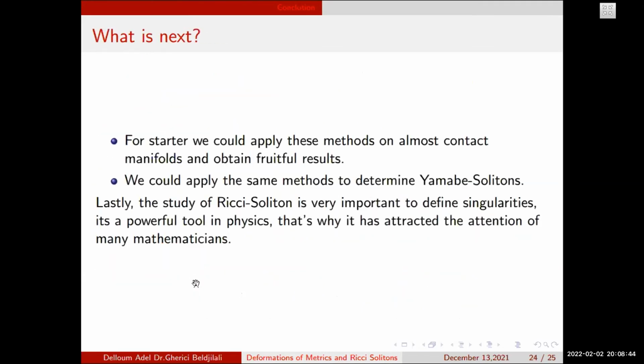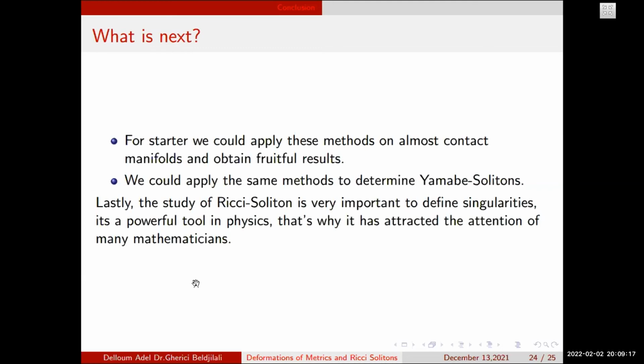Okay, in conclusion, what is next? We've already applied these methods on almost contact manifolds, like Kenmotsu manifolds. In Kenmotsu manifolds, the deformation actually destroyed the initial structure. So we've applied this on beta-Kenmotsu manifolds or f-Kenmotsu manifolds, and we could apply the same methods introduced here to determine Ricci solitons.